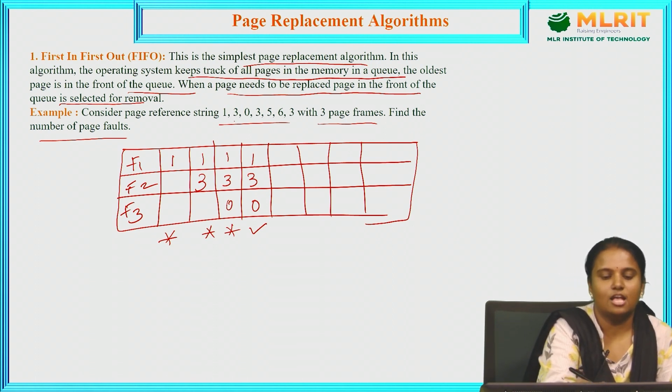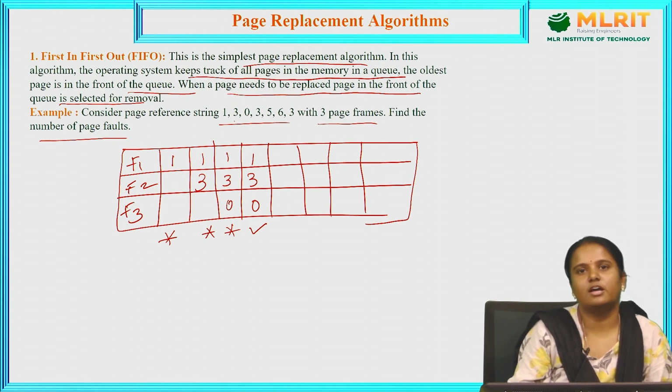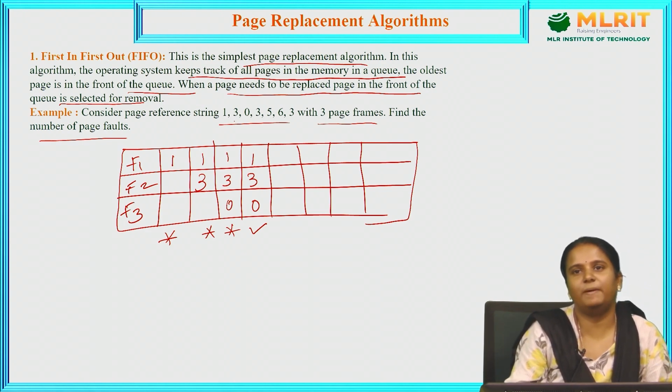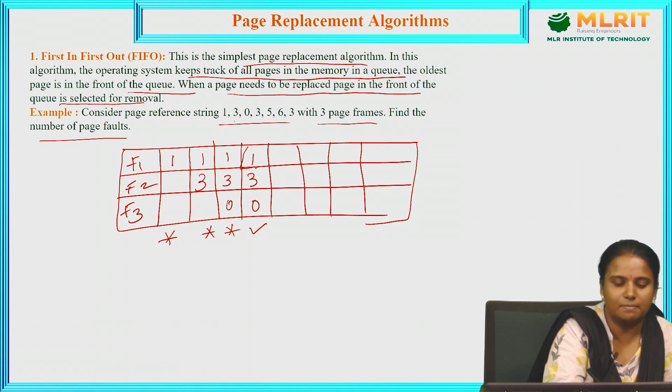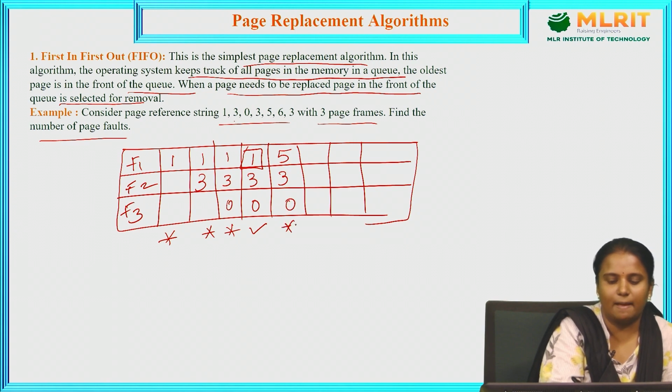Next 5. So 5 is not present, and now our frames are full. Which page do I have to replace? As we are using the first in first out algorithm, the page which has entered first is used for removal first. So I need to remove the first page and insert 5 in that. So 5 3 0. This is also a page fault.